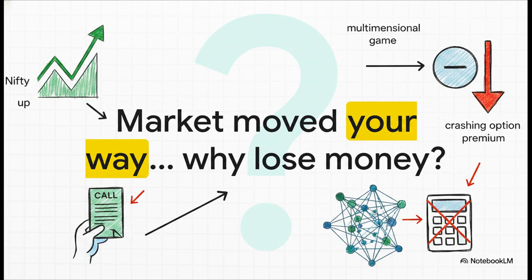Just imagine this for a second. You analyze the market, you buy a call option on the Nifty because you are absolutely certain the market's going up, and guess what? You nail it. You are 100% correct. The Nifty goes up. But then you look at your screen and your option premium has mysteriously crashed. You are literally losing money even though your market direction was dead on. I mean, how is that mathematically possible? It feels totally rigged, doesn't it?